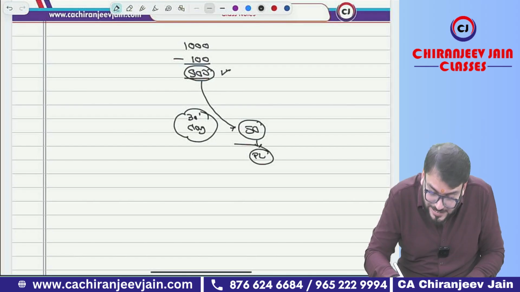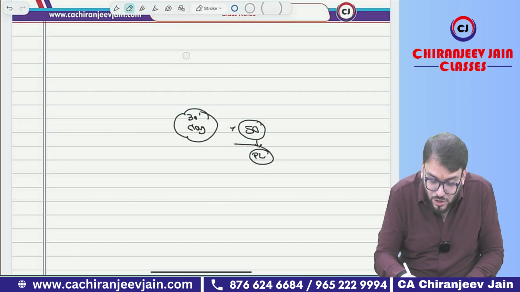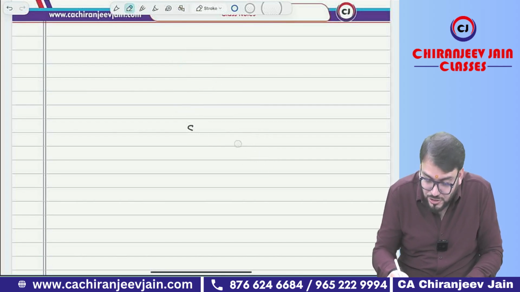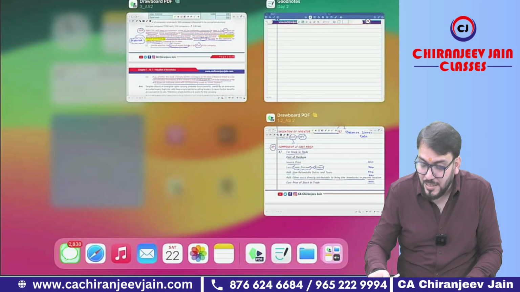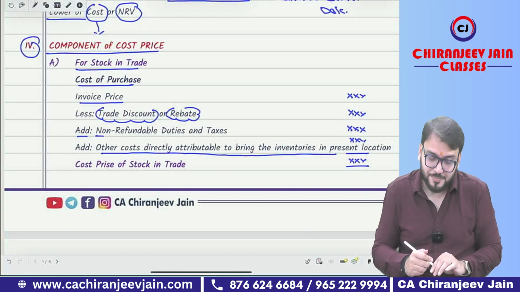So only trade discount is deducted. Cash discount is not deducted. Settlement discount is not deducted. Understood? Now, what is the difference between discount and rebate?